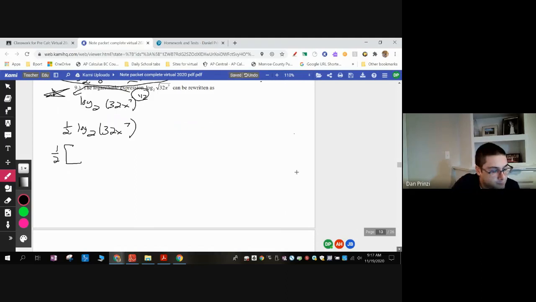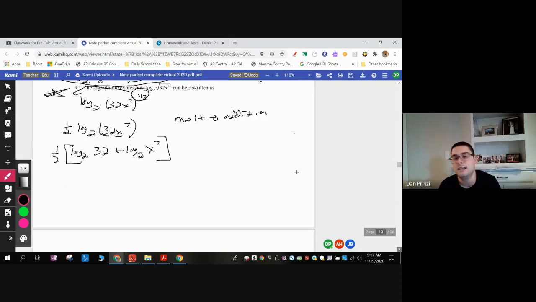So now 32 and x to the 7th are your terms. They're multiplied. Multiply goes with addition, correct? So I'd say, okay, that's log base 2 of 32 plus log base 2 of x to the 7th. You see how I never change the base with a log, and each term gets its own logarithm. Do you see any last steps you could simplify?